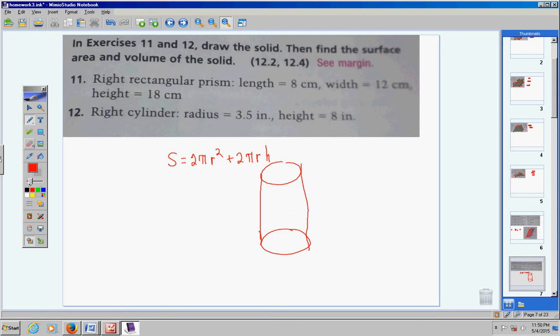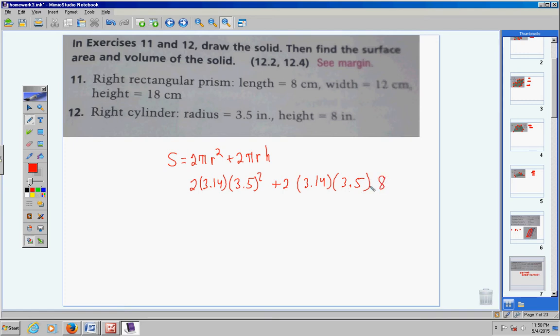So what I have basically, students, is 2 times 3.14 times the radius squared. Well, the radius is 3.5, so 3.5 squared, plus 2 times 3.14 times the radius, which is 3.5, times the height, which is 8. So grab my calculator here. Let's see what we get. 76.93.